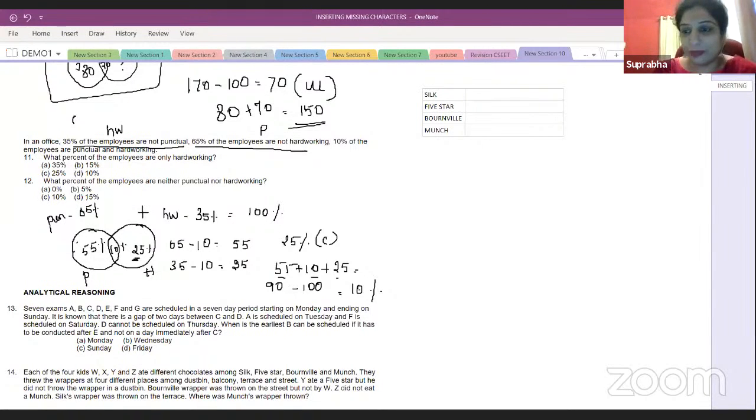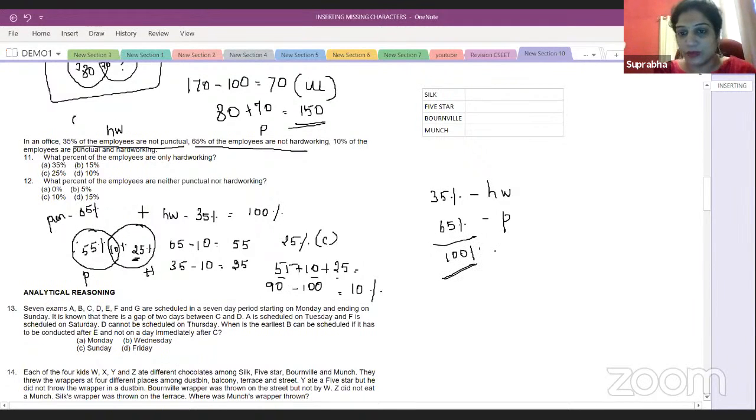Okay, so I'll go from the beginning, otherwise you'll miss the flow. So here, as I said, 35% of the employees are not punctual. When they are not punctual, it means that they are hardworking. So I'll take 35% as hardworking. Similarly, 65% of employees are not hardworking, so indirectly it means that 65% are punctual. So add 65 and 35, how much will it be? Total 100% of the employees we are speaking about. So this is your total strength of the office.